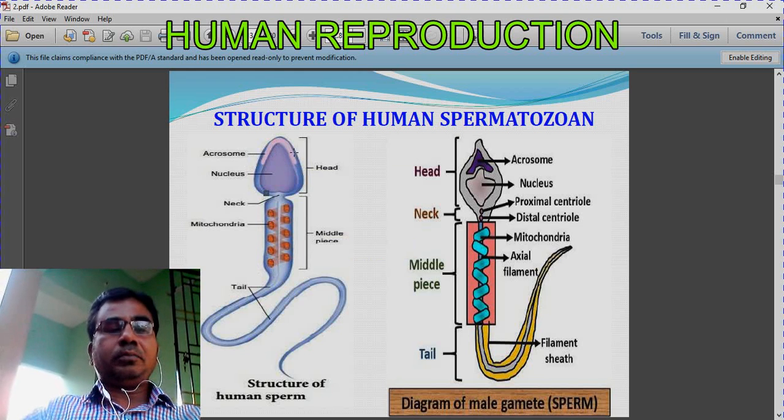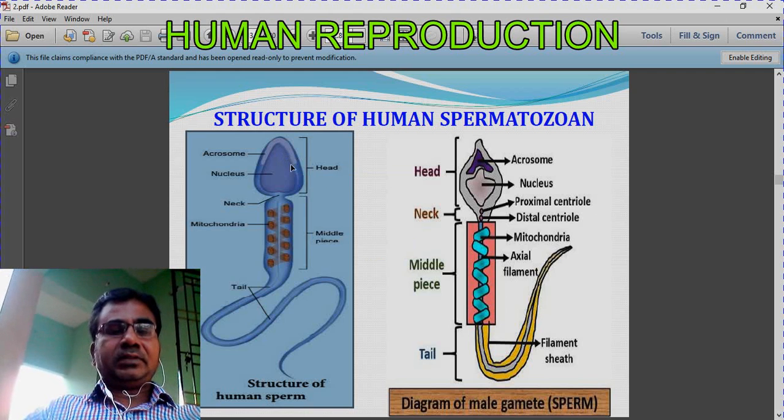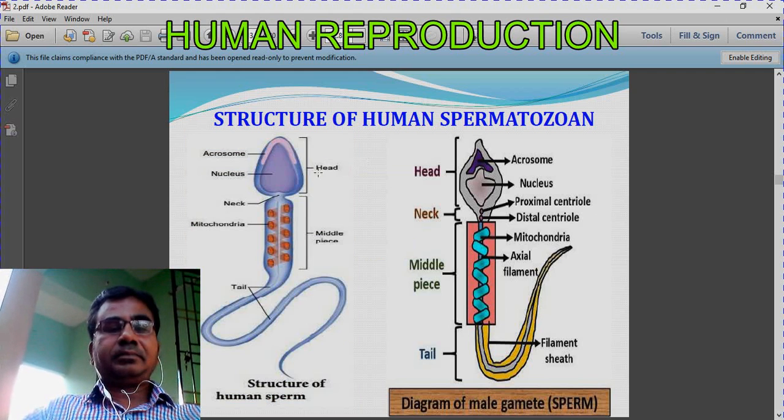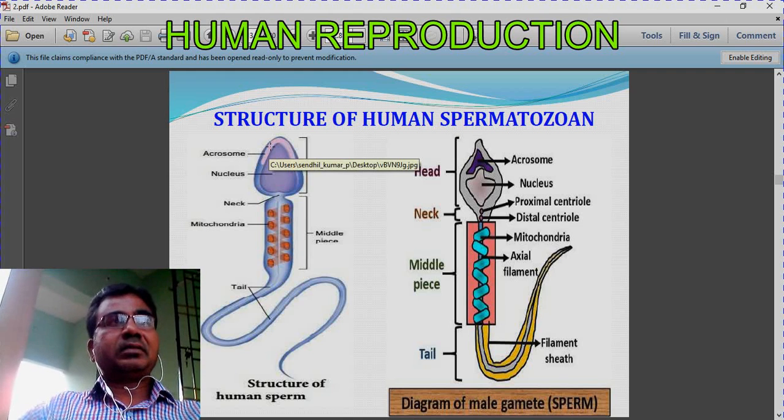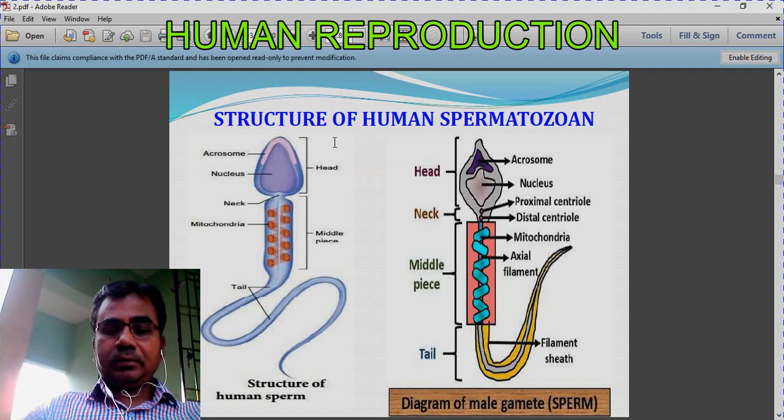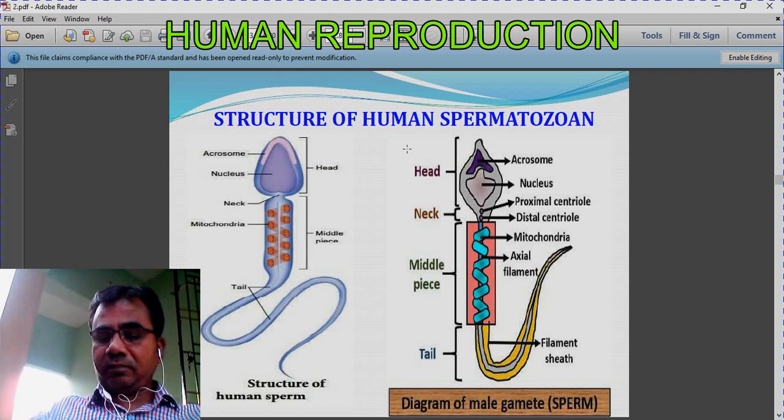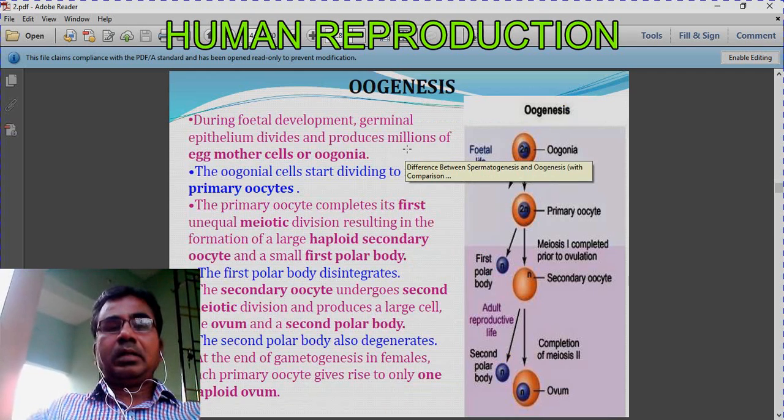And the acrosome is very important for capacitation. Capacitation is the process by which a sperm enters the ovum. For that purpose, the acrosome is very important. It contains some enzymes, such as hyaluronidase, an enzyme which is used for breaking into the ovum during fertilization. Okay, so this is the structure of the human sperm.